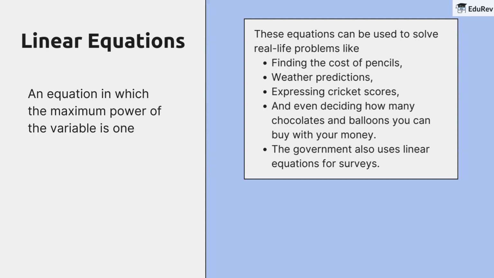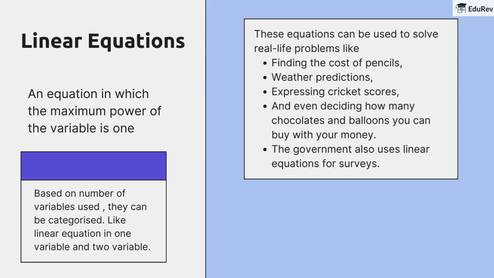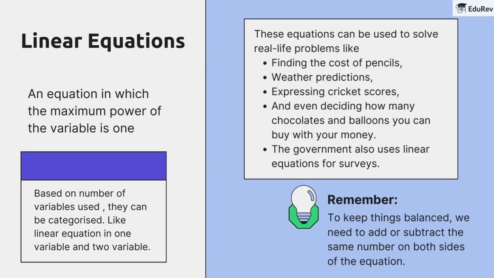The government also uses linear equations for surveys. Based on number of variables used, they can be categorized, like linear equation in one variable and two variable. And to keep things balanced, we need to add or subtract the same number on both sides of the equation.